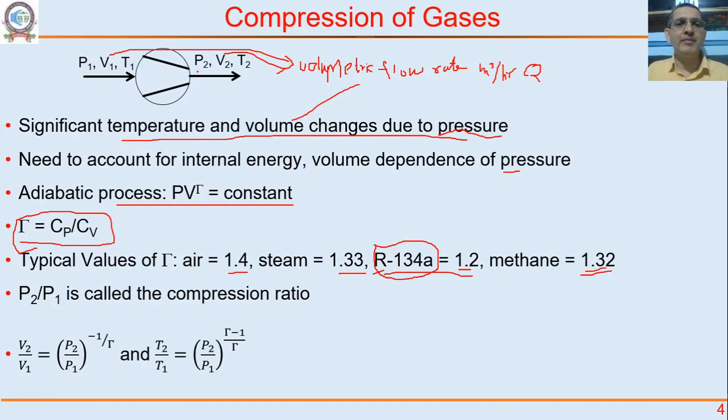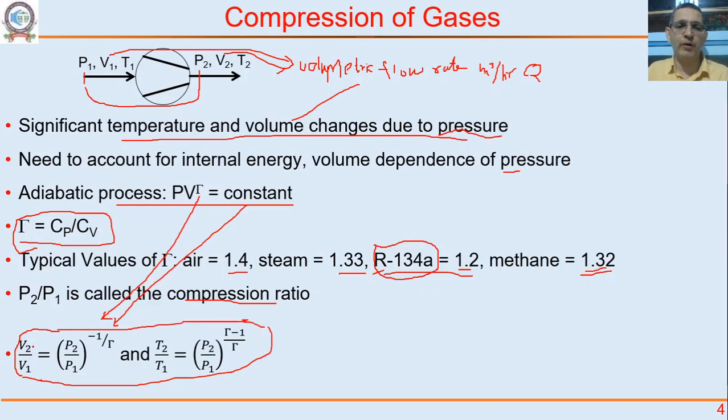The increase in pressure P2 by P1 is called the compression ratio. Okay. And if you use this equation, PV raised to gamma is equal to constant, and the ideal gas equation, you can get these relationships. V2 by V1 is P2 by P1, and then T2 by T1 would be P2 by P1 raised to gamma minus 1 divided by gamma. So your homework is to derive these relationships.